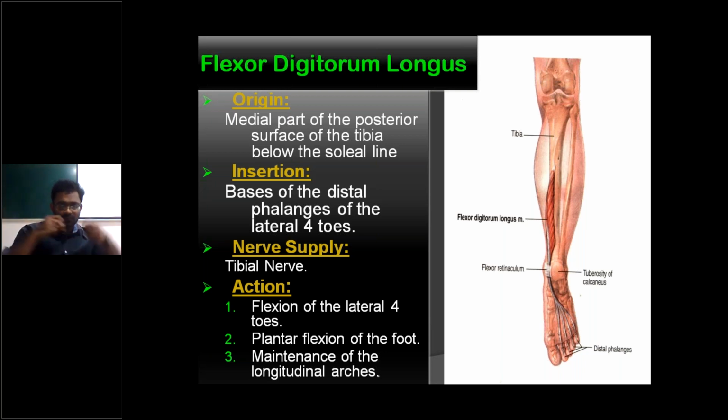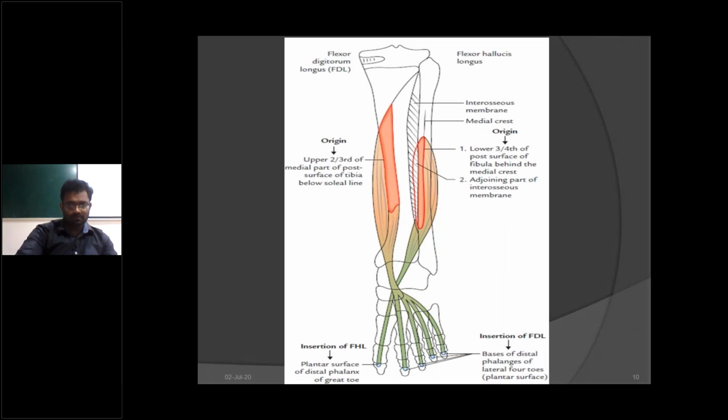So it maintains the lateral longitudinal arch, plantar flexion of the foot, and flexion of the lateral four toes, right? So here in this diagram, the tibialis posterior and flexor hallucis longus tendons are crossing in the sole of the foot. In the sole of the foot, these two tendons are connected by the Turner slip. Sometimes it is present, right?